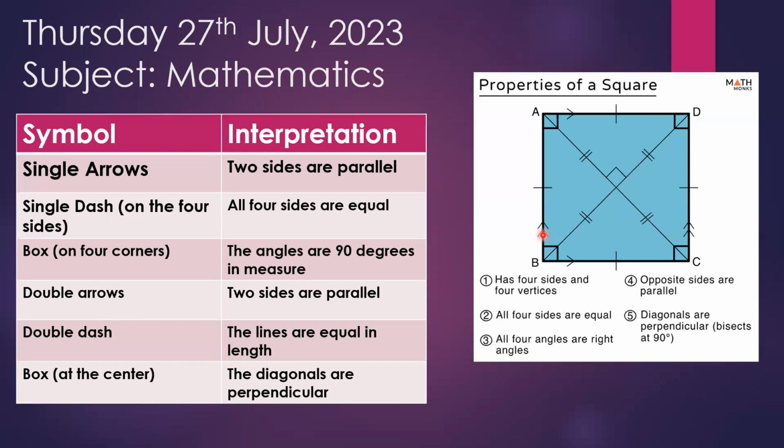What do these two double arrows mean? The lines are equal in length. No, the double arrows. Two sides are parallel. The two sides are parallel. Very good.